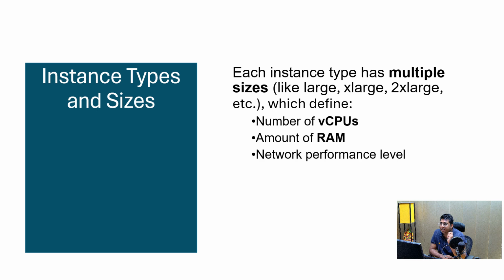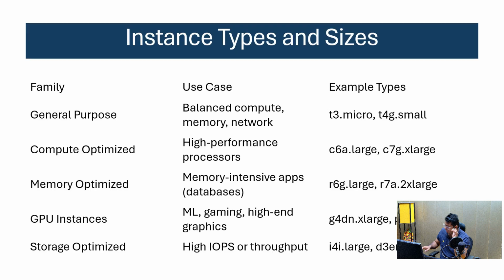Instance type, like I said, there are more than 500 instance type options available in AWS because every customer has different needs. So based on number of virtual CPU and amount of RAM, AWS has given categories like this. General purpose. The meaning of general purpose is these instances are designed for a range of workloads and balance of computing. So here you can say balance of computing, memory, and network. For example, here the series is T3.micro, T4G.small, right? Then we have compute optimized.